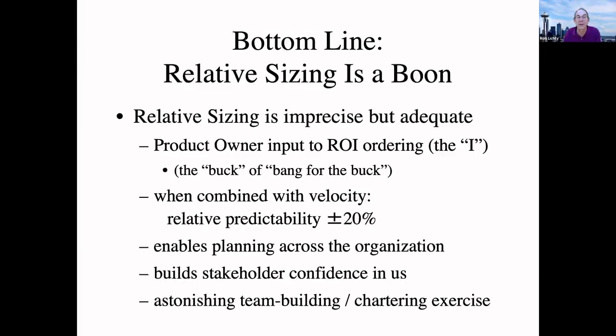It's imprecise, but it's adequate to give our product owners an idea of not putting teleportation at the top of the backlog, and in fact having an idea of the relative size of all of their stories. When combined with velocity, we can get relative predictability for where September 15th is, where we'll be in the backlog, plus or minus 20%. It enables planning across the whole organization. It builds stakeholder confidence in us when we deliver what we say we're going to do. And it's an astonishing team building and chartering exercise.